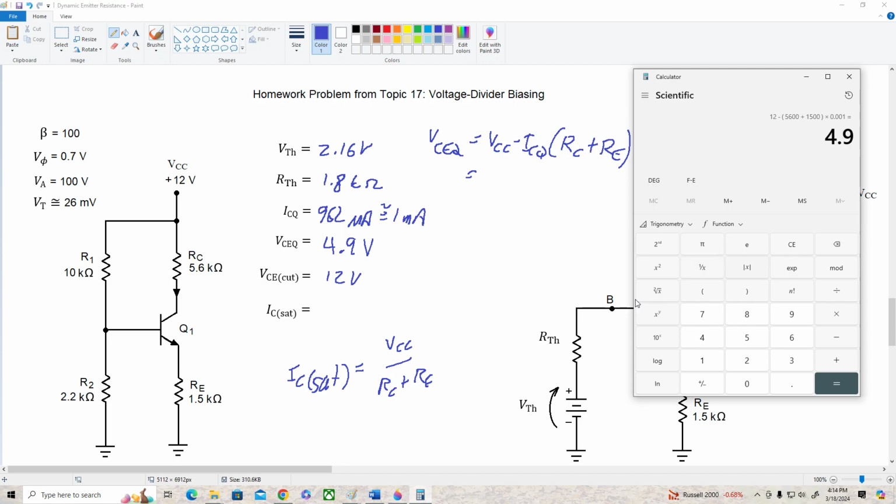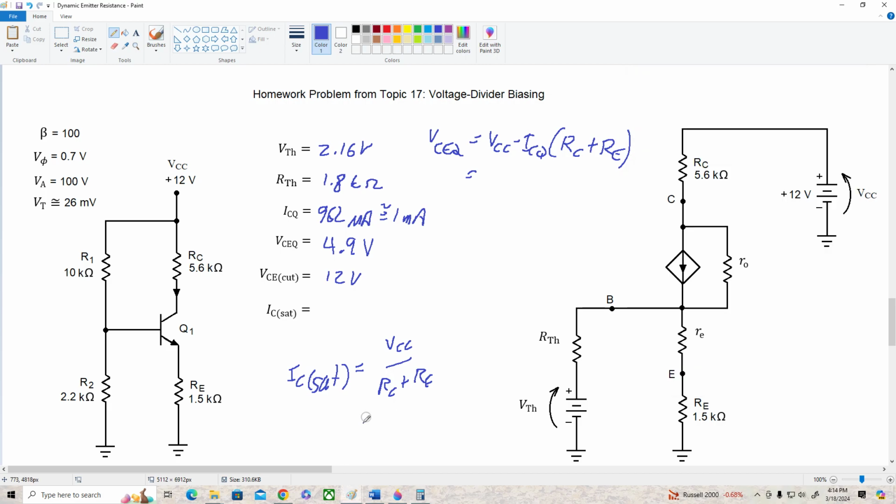So that's going to be 12 divided by 5600 plus 1500, about 1.7 milliamps. I'll write that in here, 1.7 milliamps. So here's your answer to that homework problem I gave you guys.